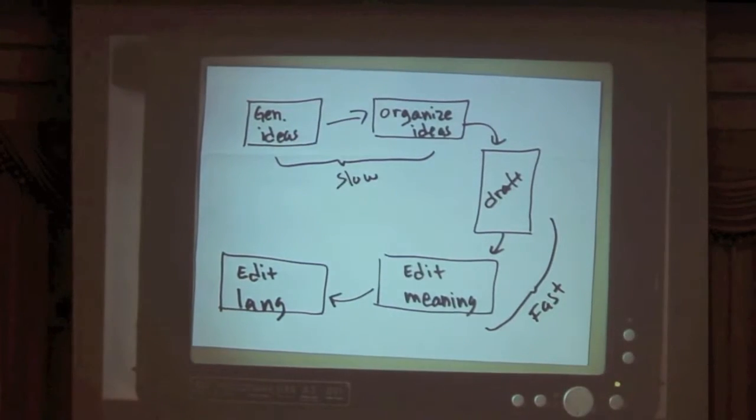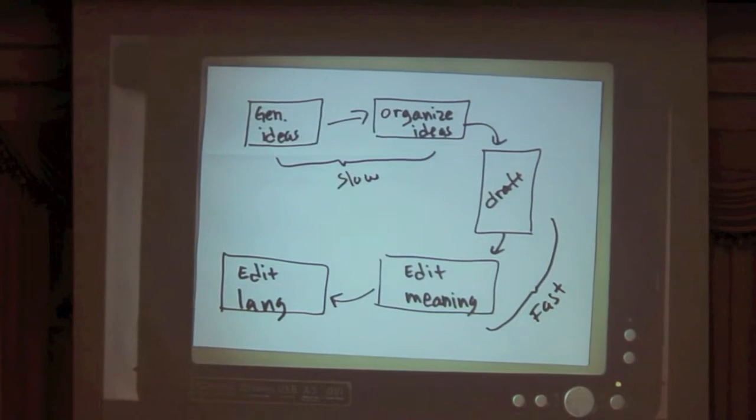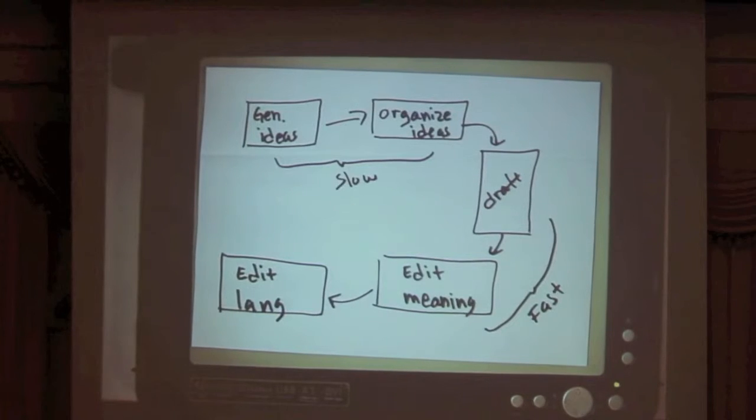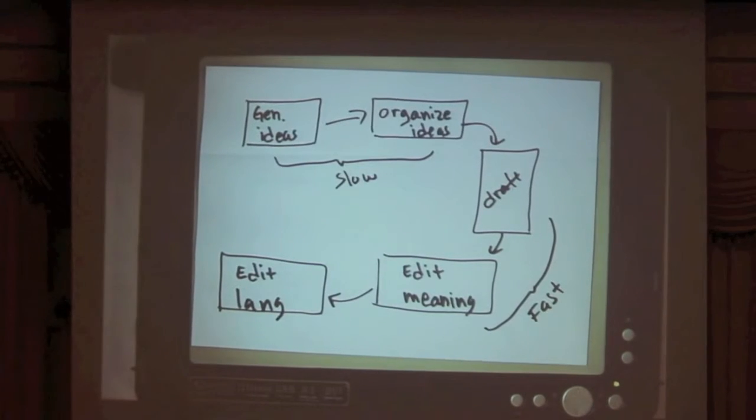So here's the idea. Let's take writing, academic writing. I'm just going to give you an example. We can break it into maybe 5 steps. First step is the students generate ideas or they find information.